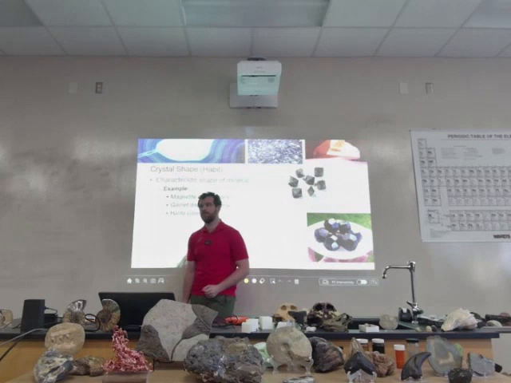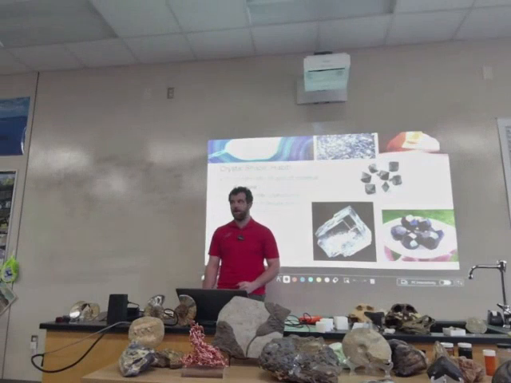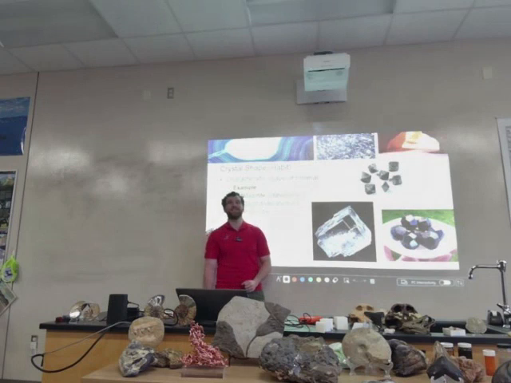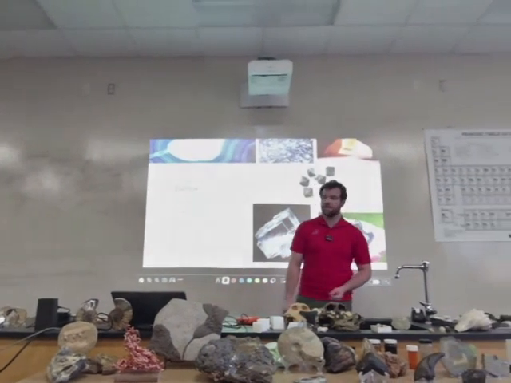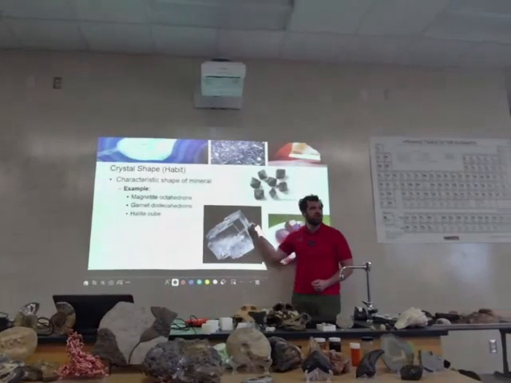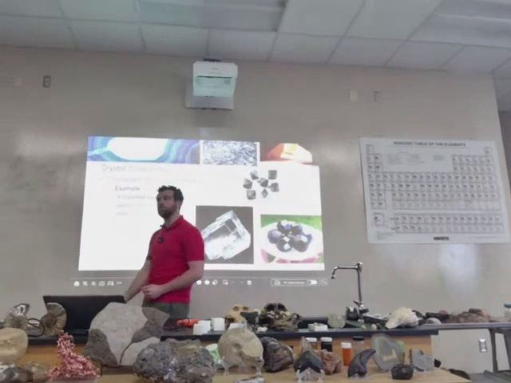Halite grows into cubes. Anyone want to guess what halite is? This is salt. Halite is the geological name, the mineral name of salt. Salt naturally forms this cubic shape. Hexahedron, we call that, or a cube.